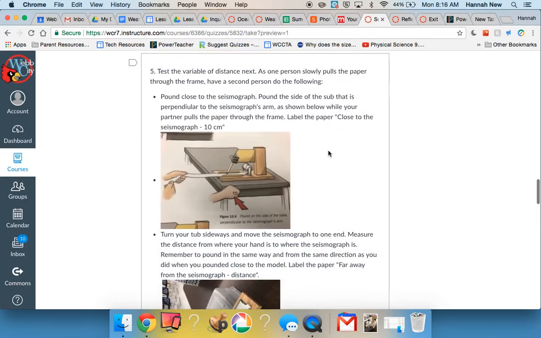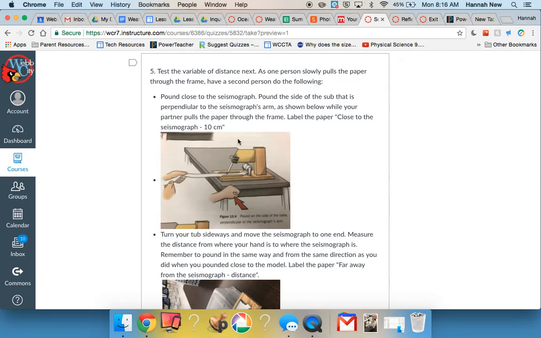Okay, so the next one we're going to talk about is distance. So you're going to test how the distance affects how the seismograph is reading. So you can use a different person than you did for direction. However, you need to make sure you use the same person to pull and the same person for hitting for all of the distance variable.